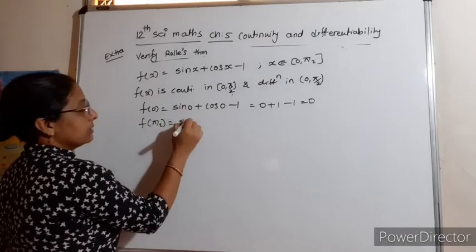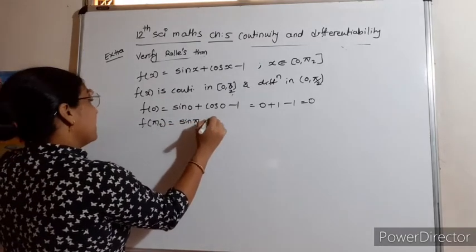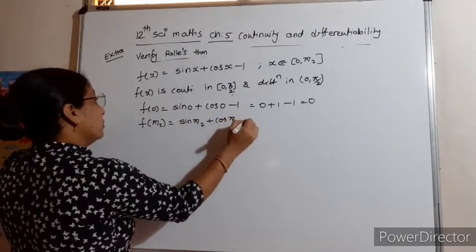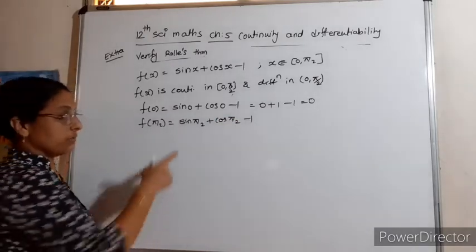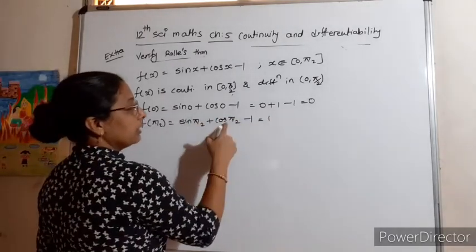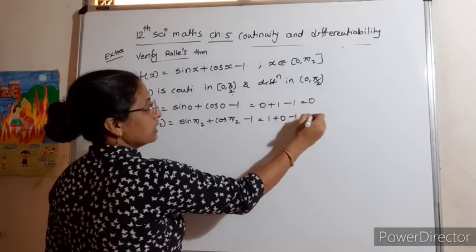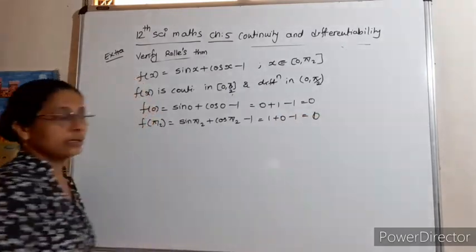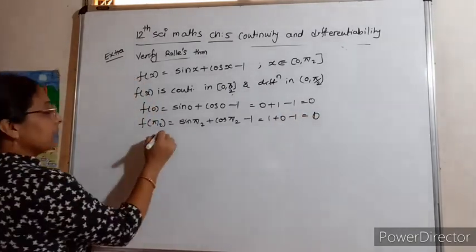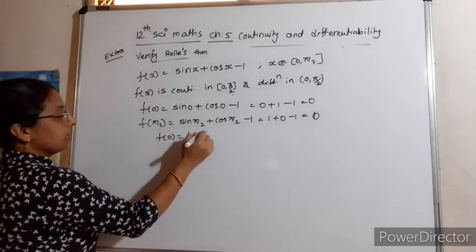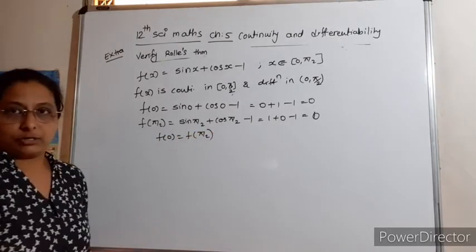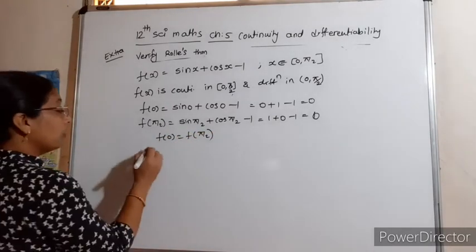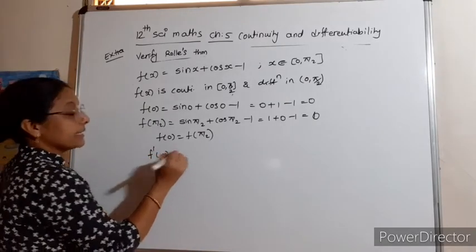F of pi by 2. Here it is sin pi by 2 plus cos pi by 2 minus 1. Sin pi by 2, 1. Cos pi by 2, 0. Minus 1. It is again 0. Therefore, we can say that f of 0 is equal to f of pi by 2. Right? Okay.